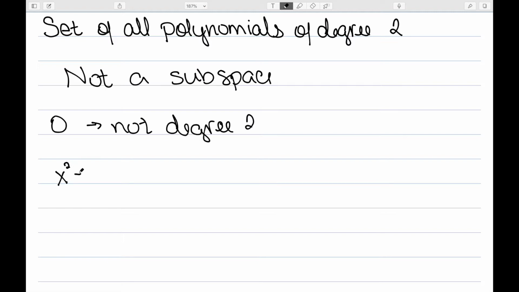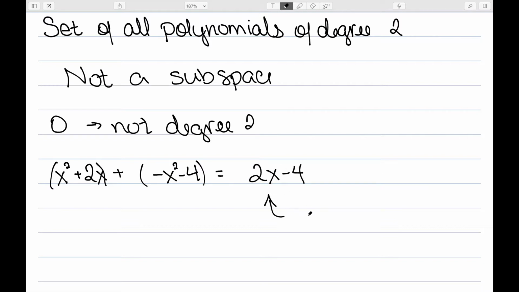We can have a polynomial such as x squared plus 2x. This would be in there. We could also have a polynomial that said x squared minus 4. This is also degree 2. However, whenever I add these, I would get 2x minus 4, which is not degree 2. This is degree 1. So adding two polynomials of degree 2 does not give me a polynomial that's still degree 2. So this is not closed under addition. So not a subspace.